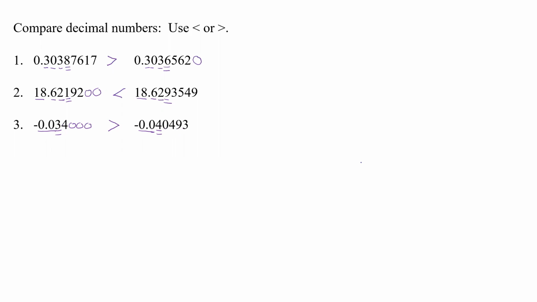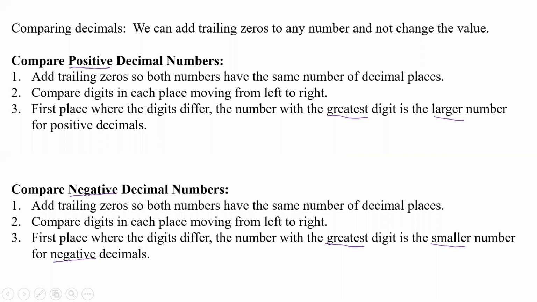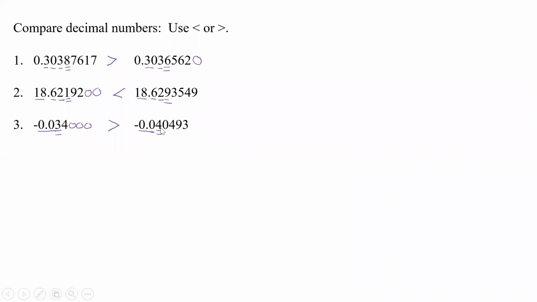And again, if you need to draw it on the number line, that's fine, whatever you need to do. But remember that the key is, for the negative ones, the one with the greatest digit is the smaller number. And so hence, this is the greater digit, so it's the smaller number.